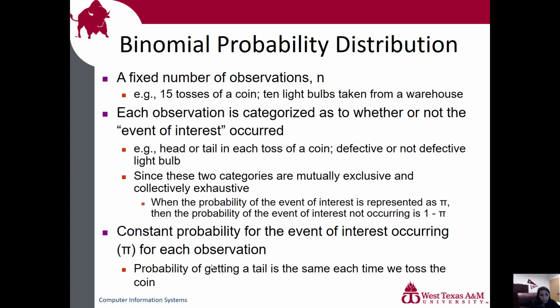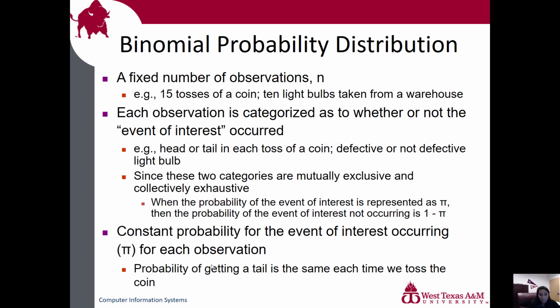These observations should also be mutually exclusive and collectively exhaustive. So when the probability of an event of interest is represented as pi, then the probability of the event not occurring is 1 minus pi. And remember from the previous chapter, what mutually exclusive and collectively exhaustive means. It means that if one occurs, the other cannot occur, and that the two of them together are going to cover the entire sample space.